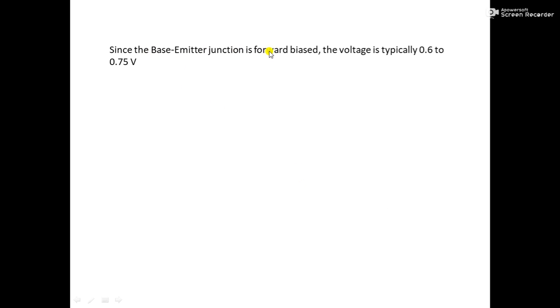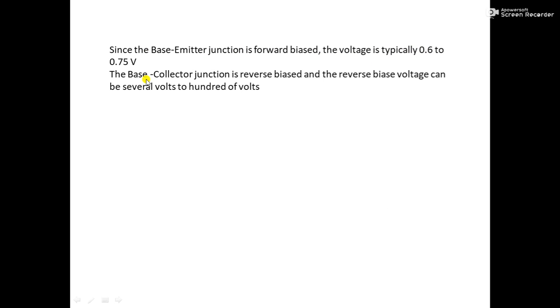Since the base emitter junction is forward biased, the voltage is typically 0.6 to 0.75 volt. The base collector junction is reverse biased, and the reverse bias voltage can be several volts to 100s of volts and is limited by the breakdown voltage of the base collector junction.